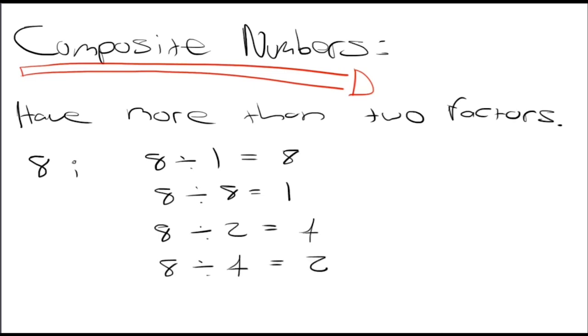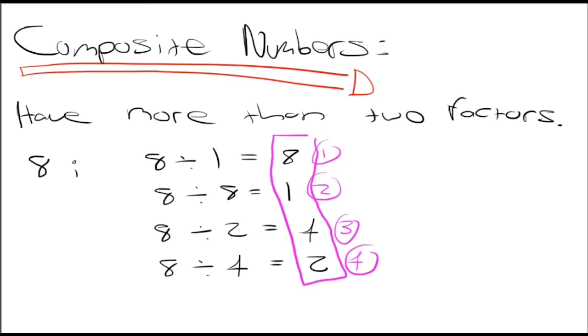And based on this, we know that 8 can also be divided by 4 to give us 2. And so you can see now that the number 8 has 1, 2, 3, 4 different ways in which it can be divided. And all of these that we got over here are factors of 8. So you can see that 8 has 4 different factors. And so it is not a prime number. It is not prime, which means it is a composite number.